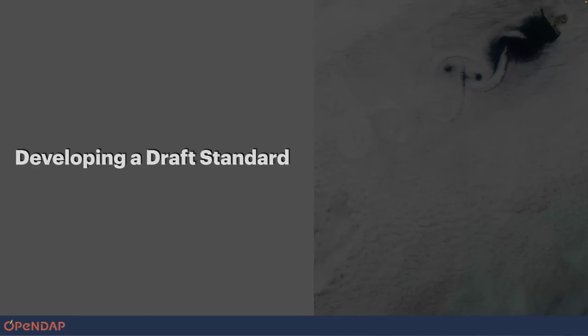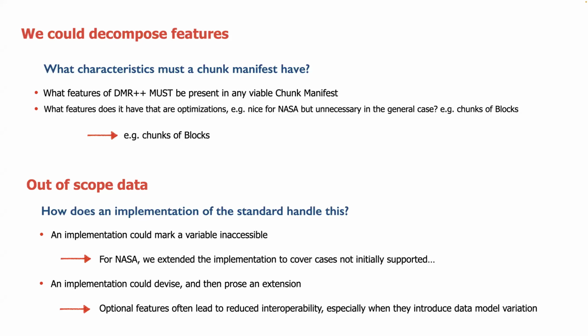What about developing a standard? How does knowing something like this help us develop a standard? The first thing is that when you hear something like this, we could begin to tease apart things and say, what does a chunk manifest really have to have? What features of DMR++ must be present in any chunk manifest for it to work? And what features are really optimizations? We did these things because of NASA's data store. Do we really need to support some of the things in HDF4?